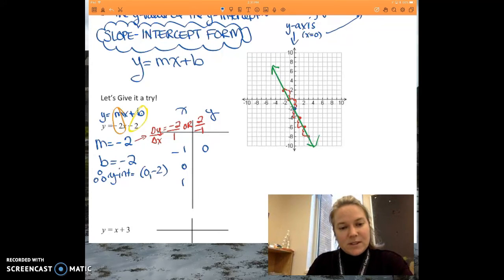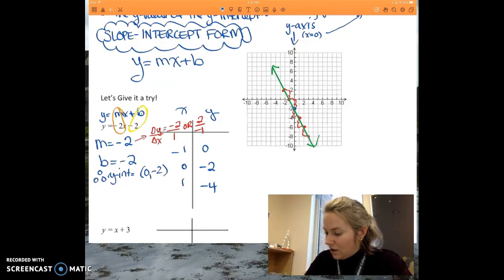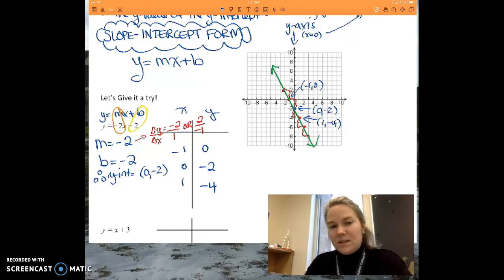If I say x equals 0, I get negative 2 times 0 is 0, so that's going to be minus 2. If I say 1, I get negative 2 minus 2, I'm going to have negative 4. So let's take a look. Is negative 1, 0 on the line? There's negative 1, 0. There's 0, negative 2. That's our y-intercept. And there is 1, negative 4. So you can see this all makes perfect sense.